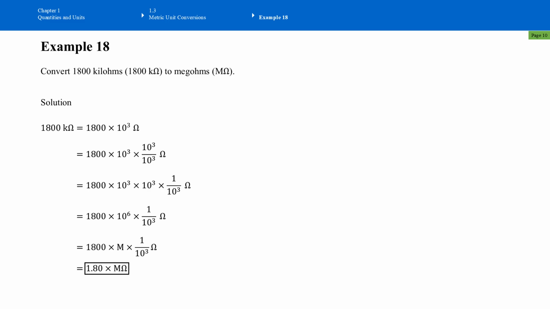The next expression becomes 1800 times 10 to the third times 10 cube, and then times 1 over 10 cube ohms. The two 10 cubes in the center become 10 to the 6, and this is mega. So we replace the 10 to the 6 by mega, and then we combine the remaining numbers. The 1800 divided by 1000 equals 1.8, followed by megaohms. The answer is 1.8 megaohms.